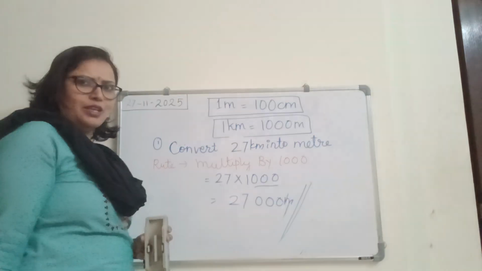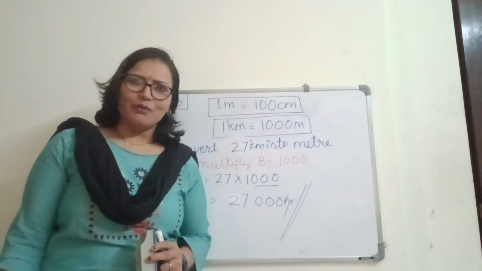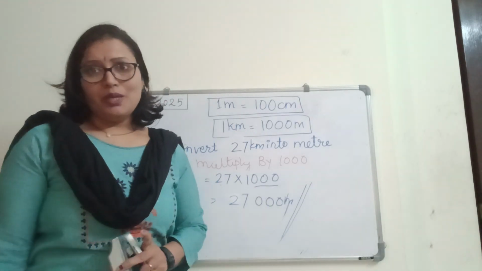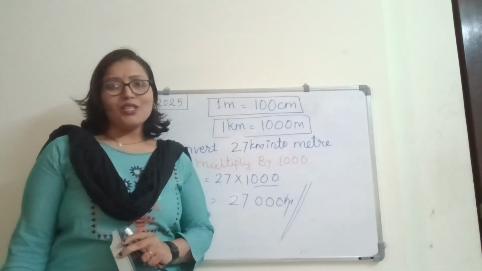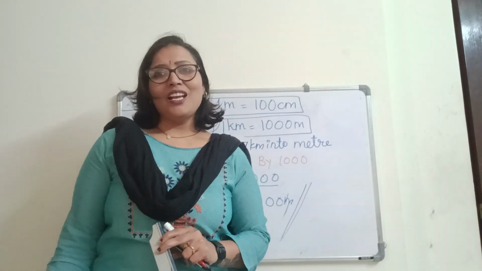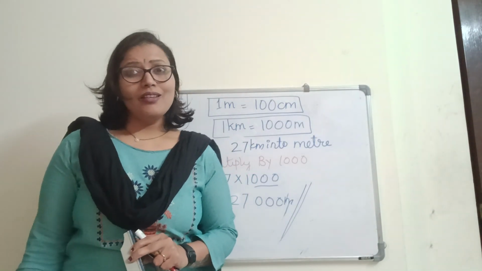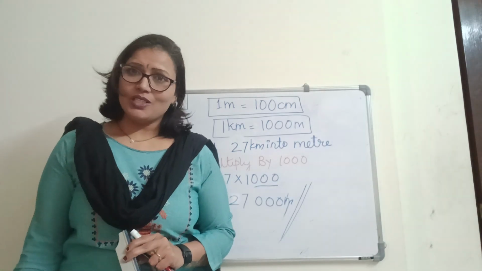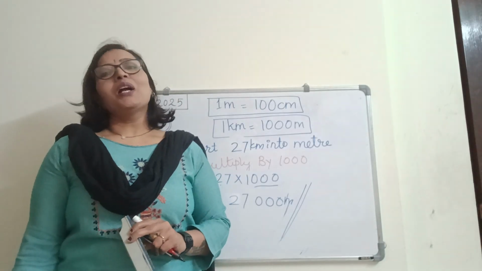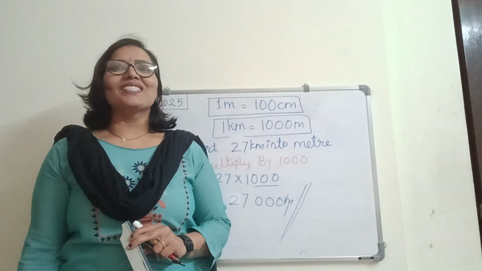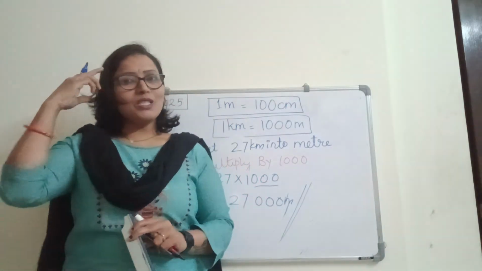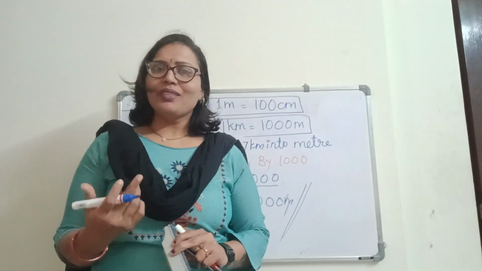Because writing the unit is very important in measurement. You have to write the unit every time. So here, 27,000 meter, you are getting the answer. Suppose I ask you, can you convert 5 kilometer into meter? It is 5,000 meter. Convert 11 kilometer into meter, 11,000 meter. Convert 7 kilometer into meter, it is 7,000 meter. Convert 1 kilometer into meter, it is 1,000 meter. So you should know how to convert orally. Orally means in your mind you have to multiply by 1000.